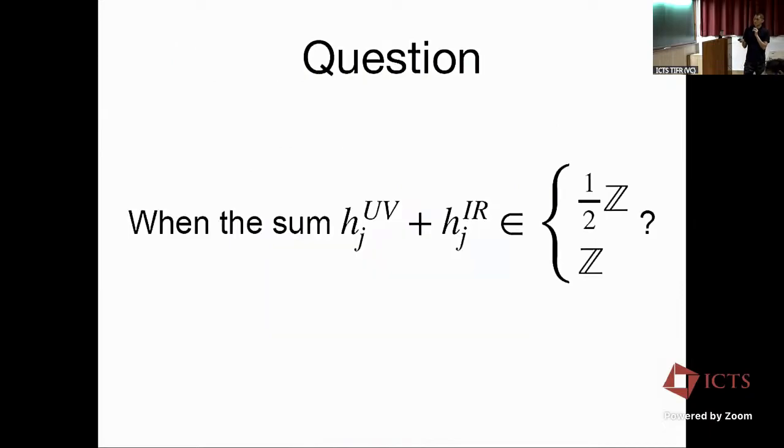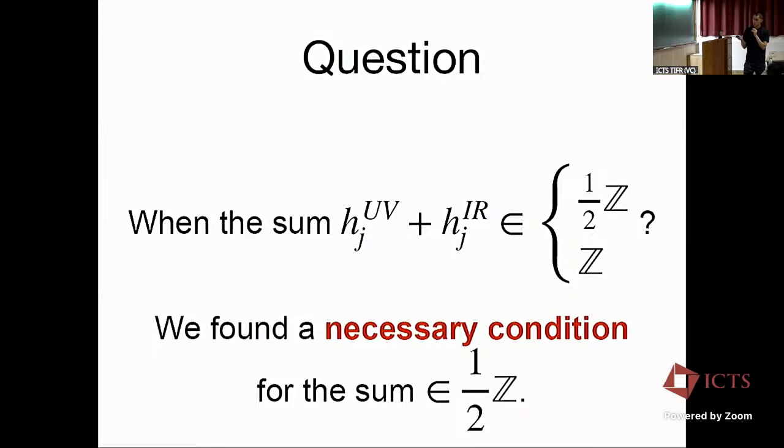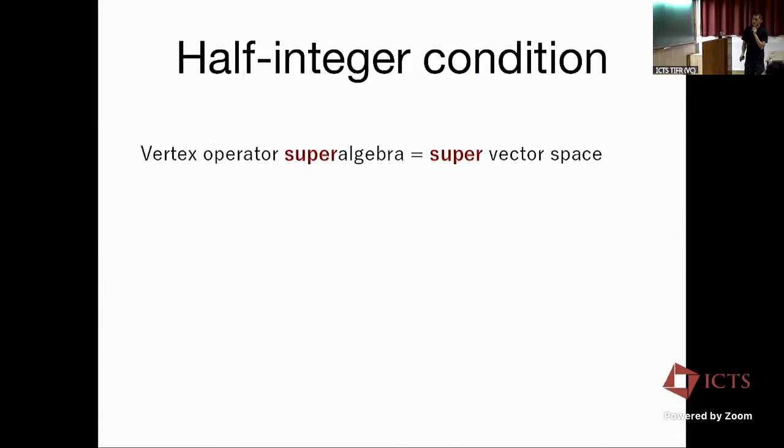And the question I addressed in this paper is when the sum is a half integer and when it is an integer. If we know this a priori, then we can make the constraints stronger. And the small observation I made in the paper is that we found a necessary condition for the sum to be a half integer. And here is an argument.